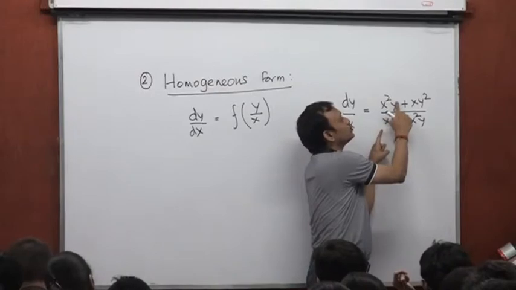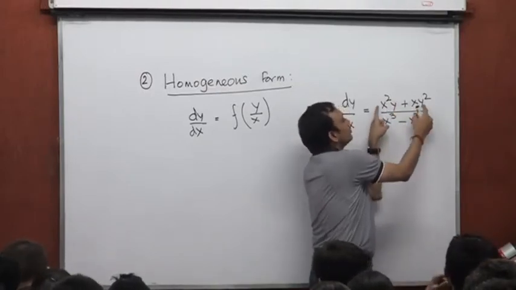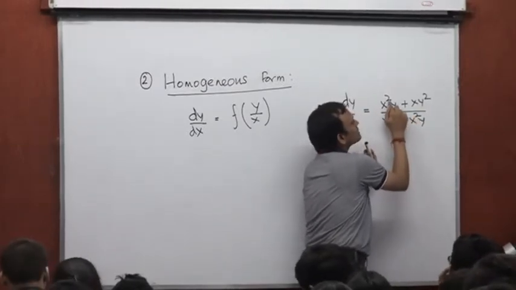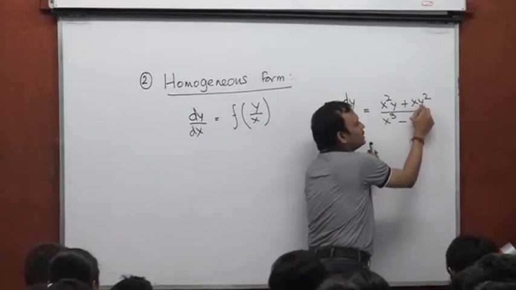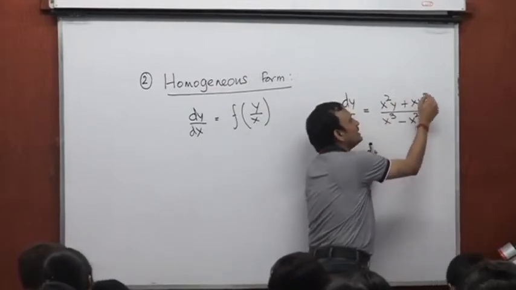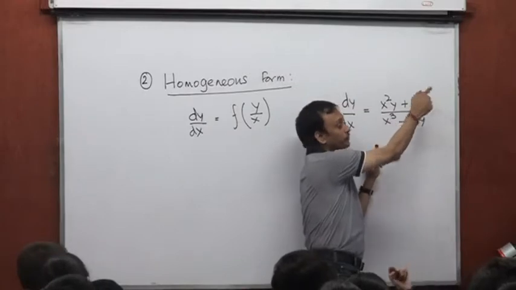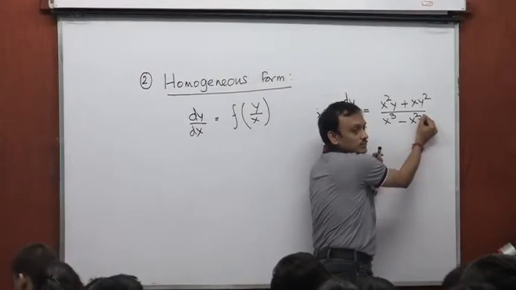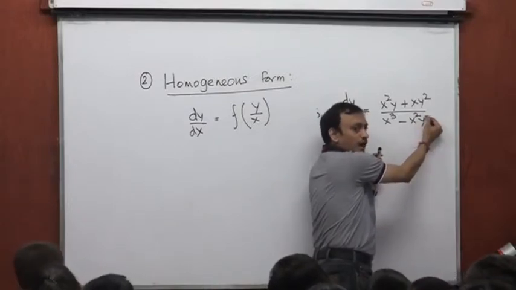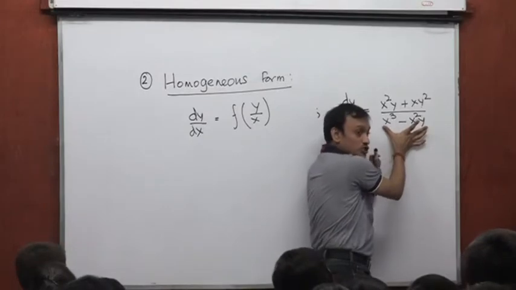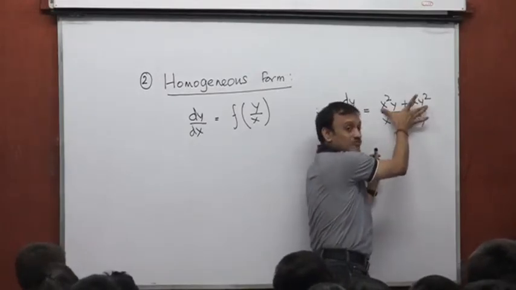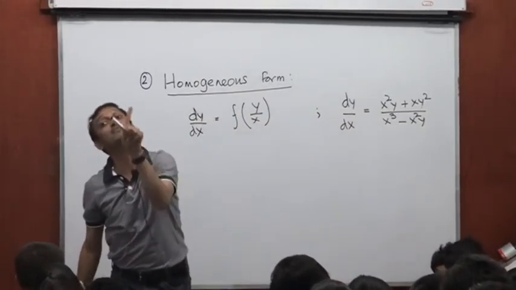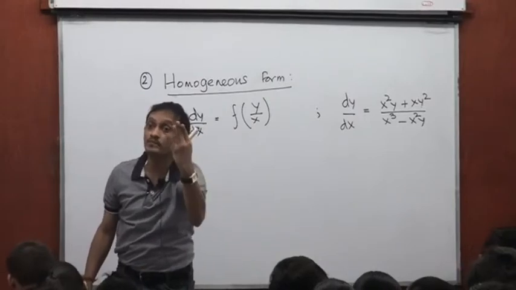That means, first of all, this should be homogeneous and this should be homogeneous. This is homogeneous. Why? Because the powers of x and y in each term add up to 3. This also is homogeneous because the powers of x and y in each of the terms add up to 3. So this is homogeneous of degree 3, and this is homogeneous of degree 3. So both numerator and denominator should be homogeneous and should be of the same degree.